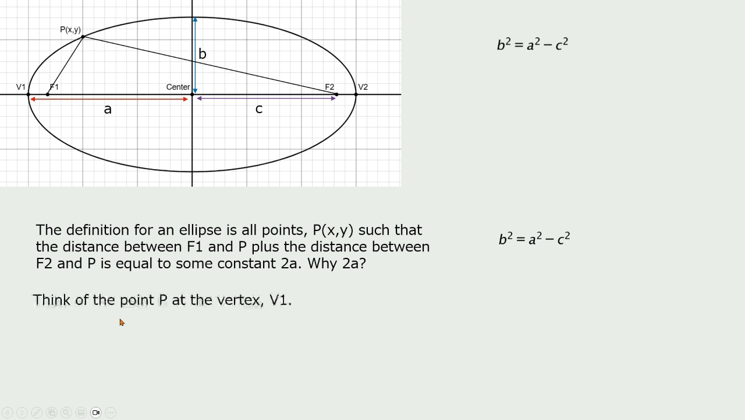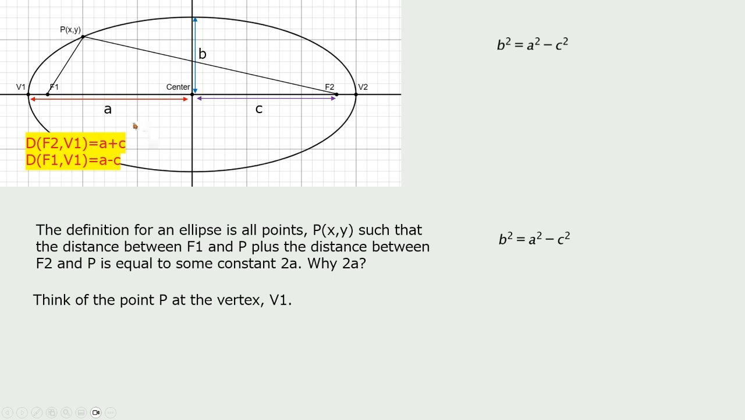Well, why is it 2a? Think about a pencil moving around this ellipse, okay? And this string stays a constant length. Let's say this F1 to P and F2 to P is a constant length. And you can move this pencil anywhere you want, but it's tied to F1 and F2. It's not a rubber band, it's a string, so it always stays the same length.